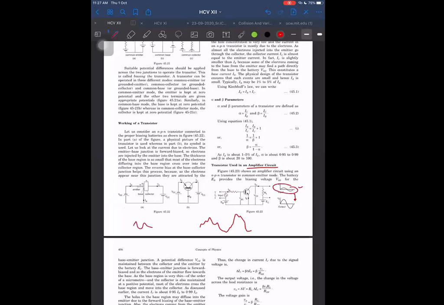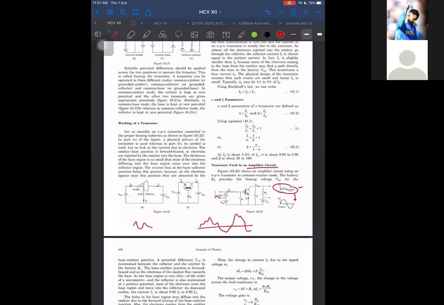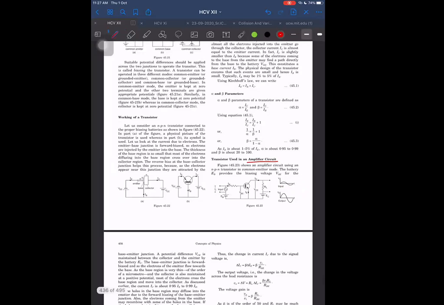Maybe not much, but it may be some kind of signal, maybe music, maybe something, and that may be coming here and I may be getting some larger current on the other side. So it may get amplified finally. This signal may be a fluctuating, small current, and I want to make it large. That is what this transistor does.